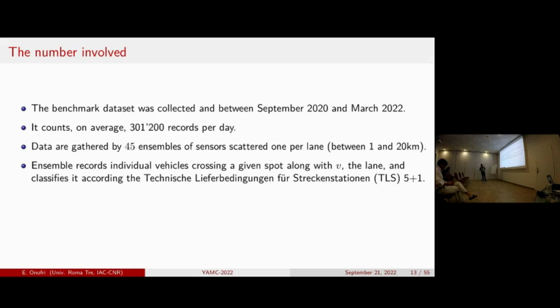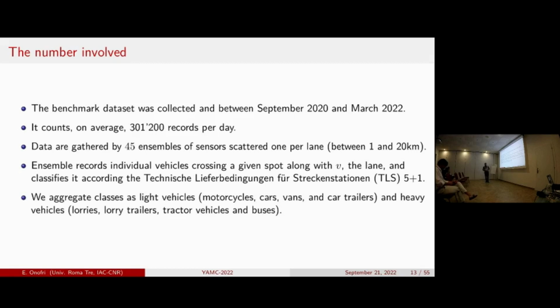Ensemble records individual vehicles that cross a given spot, as I was saying, and it also classifies the kind of vehicle. I am not from Germany, and hopefully no one of you is from Germany, because otherwise I will completely misspell it. The technische, for the TLS method, classifies between 5 different kinds of vehicles plus 1 kind which is the outliers classification. Of course, we use this classification also in our modeling approach.